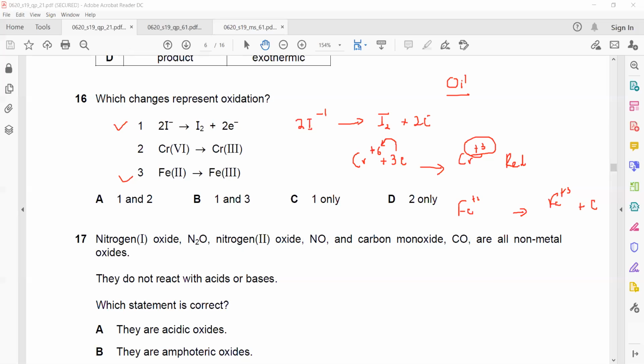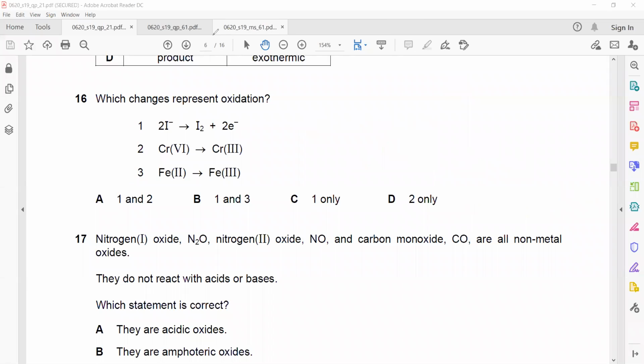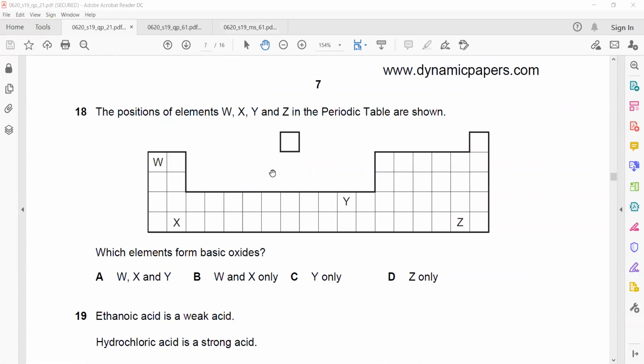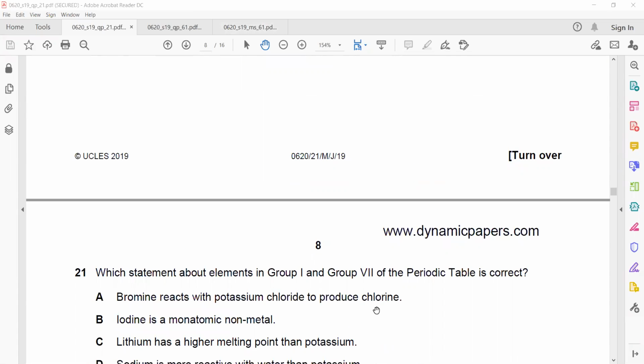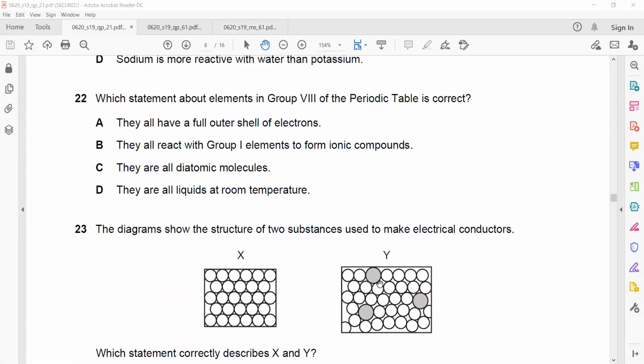From question 11 to question 20, any doubt? Then question 21 to 30, any doubt?